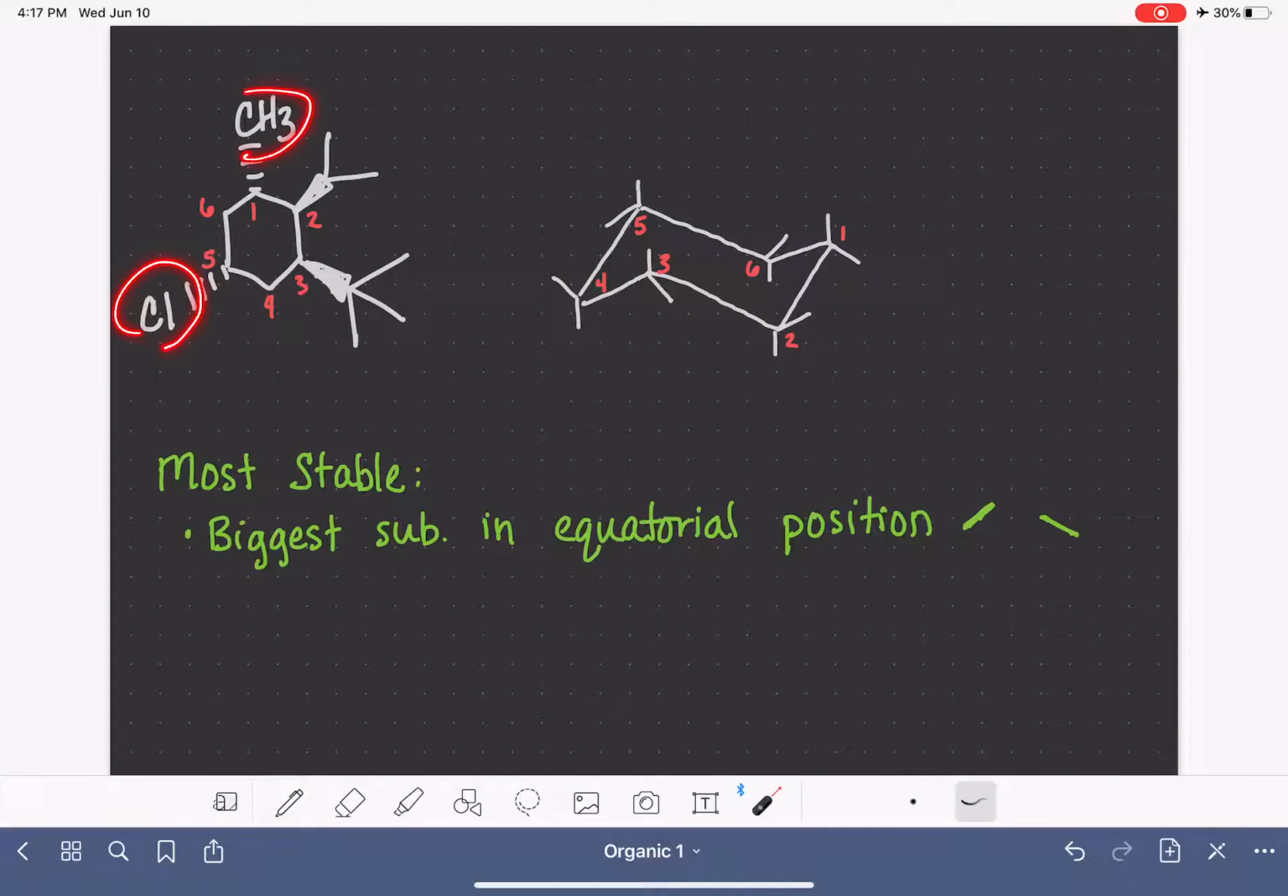And on this molecule, the biggest substituent is the tert-butyl group. It has 4 carbons, and 3 of those carbons each have 3 hydrogens, so this is definitely the biggest substituent out of all of them. And we want this big giant substituent to be in the equatorial position. Now I put the tert-butyl group on carbon number 3 when I numbered it, and over here on carbon number 3, I want my tert-butyl group to be in the equatorial position.